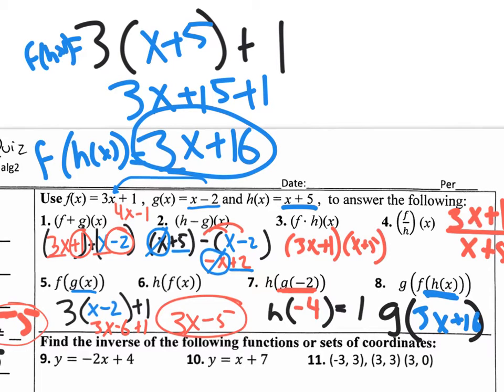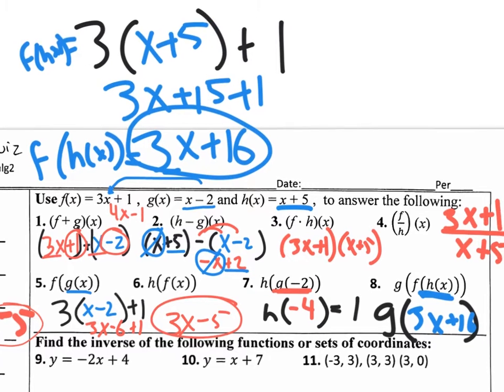Does that make sense? So let me take my 3x plus 16 and plug it into my g function. So what's my g function? It's really x minus 2. So that's pretty easy to do.